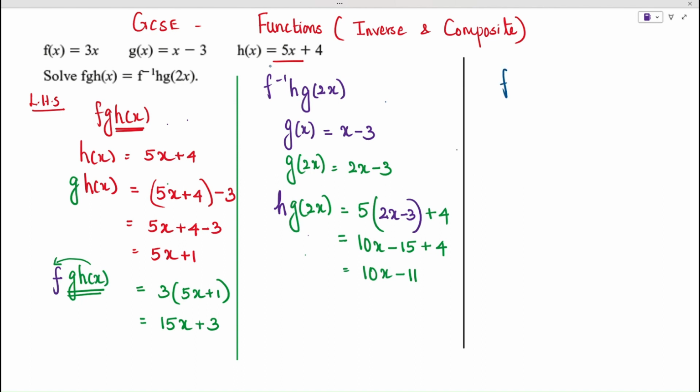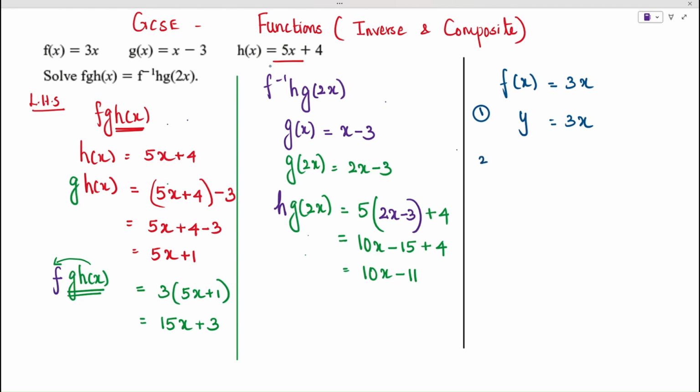f of x is equal to 3x. The first step is to substitute f of x with y, and this is equal to 3x. In other questions, you may have one of your main variables as y. In this case, use another letter that is not used and you won't get mixed up.